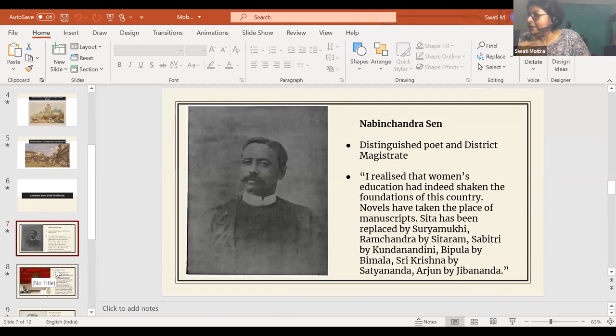I realized that women's education had indeed shaken the foundations of this country. Novels have taken the place of manuscripts. Sita has been replaced by Shurjamukhi, Ramchandra by Sitaram, Savitri by Kundanandini, Vipula by Bimala, Sri Krishna by Shottanando, Arjun by Jibanando. And he, of course, holds the Bengali novel and the Department of Education responsible.